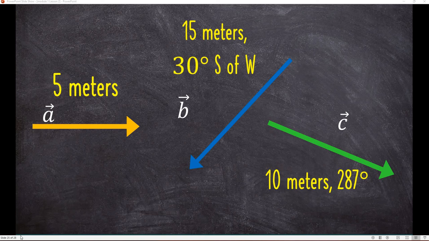Hello, everybody. So we have here another set of given to solve using our component method. We have the vector A that is 5 meters directed east, vector B 15 meters 30 degrees south of west, and vector C 10 meters 287 degrees.